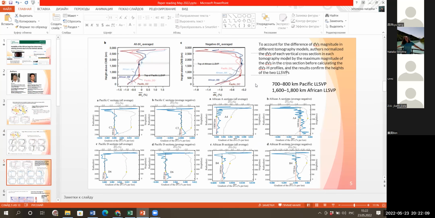To account for the difference of DVS magnitude in different tomography models, the authors decided to normalize the DVS of each vertical cross-section in each tomography model by the maximum magnitude of the DVS in the cross-section before calculating those profiles. Here you can see the DVS absolute values, the green dotted lines, and the normalized values, the blue lines. We can see that they pretty much coincide, so the zones where you reach this zero gradient and the zones where the turning point for DVS happens.